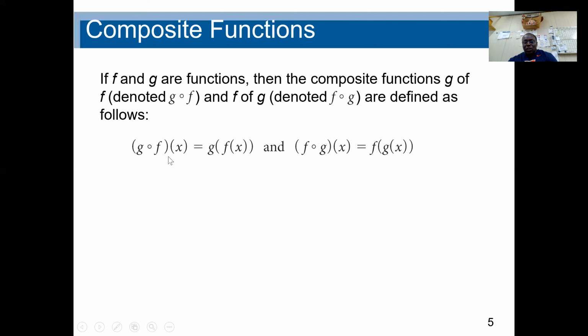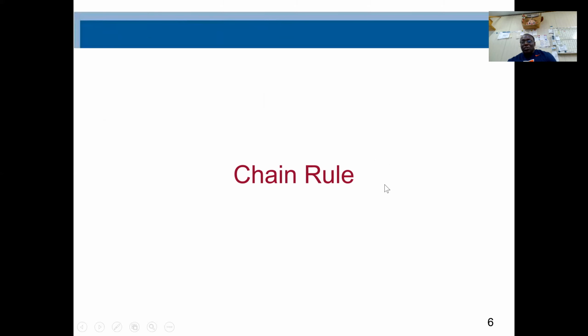So g composite f at x means in the function g, there's a function f at x. So if I have g at x, I'll replace x with f at x, which means f at x is inside g at x. Or the other way, f open circle g at x means function g at x is inside the function f. So in f at x, we are going to replace the x with the function g at x. With this idea, we can start with the chain rule now.